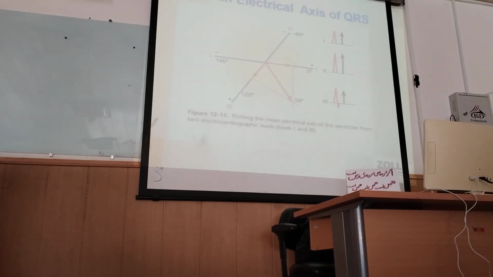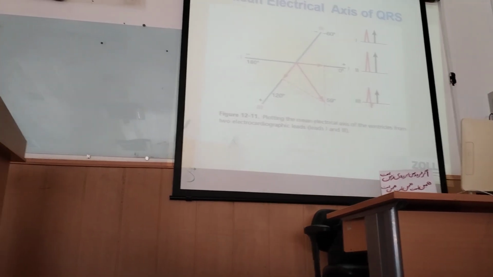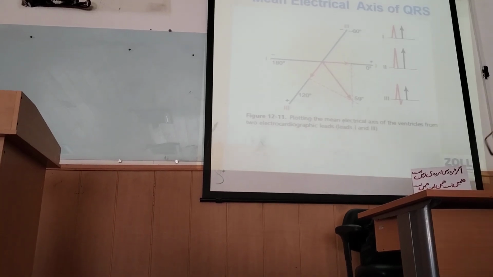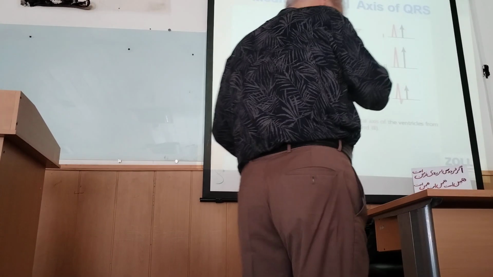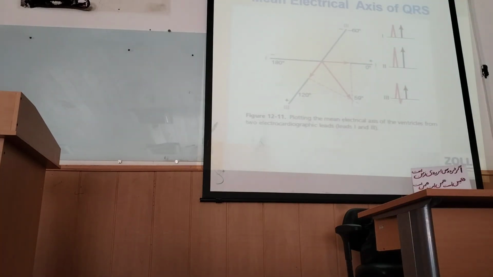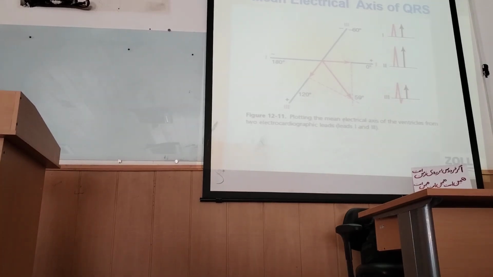Take a look at this picture. See, if we want to calculate the mean electrical axis of a heart from the ECG trace, we should take a look at the limb electrocardiographic leads. What are limb leads?